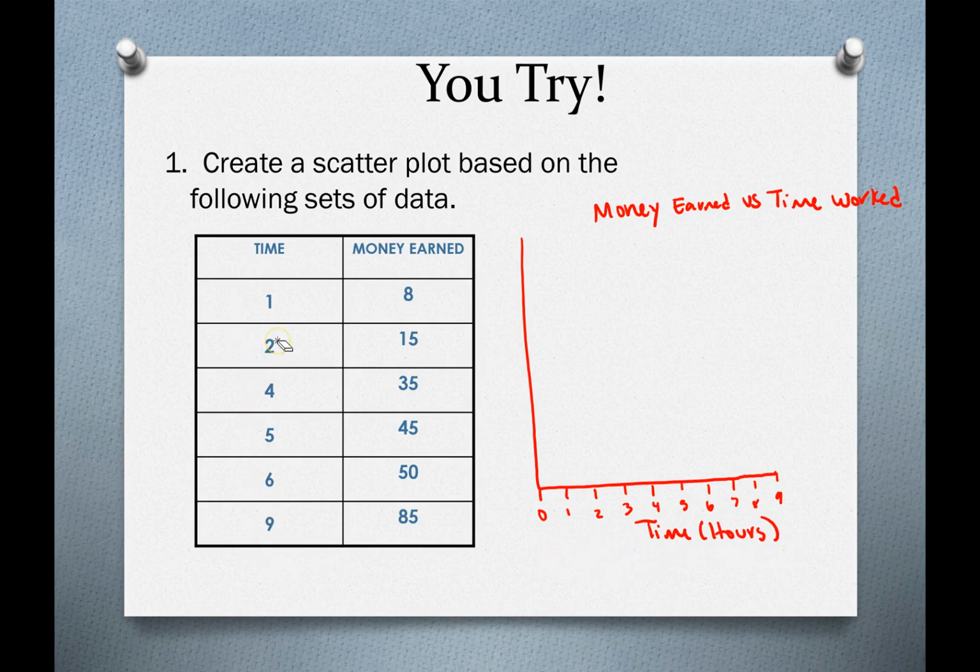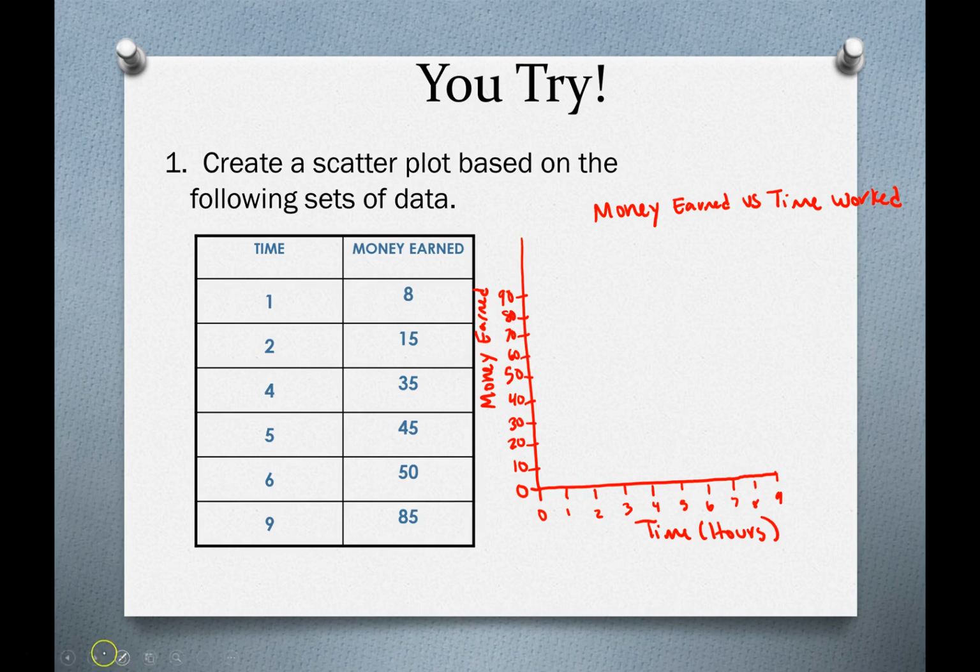Now my y-axis is going to be money earned. And I'm trying to go from 8 to 85. So I'm going to start with 0, and I think I'm going to go up by 10s. So 10, 20, 30, 40, 50, 60, 70, 80, 90.